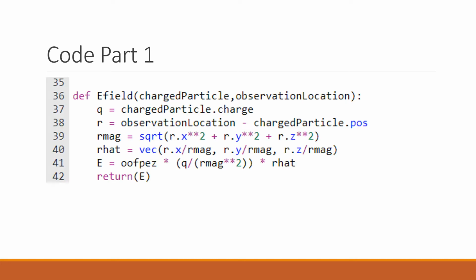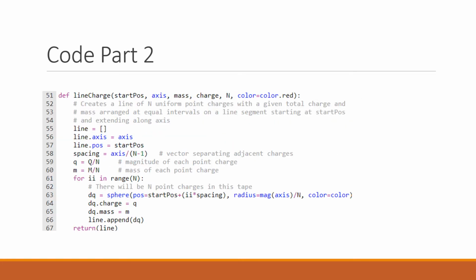Here's the function that I made to calculate the electric field. You can see that it takes in a charged particle and an observation location and returns the electric field. This part of the code was given to us and it basically creates the model that we're going to use to visualize the charges on the piece of tape.